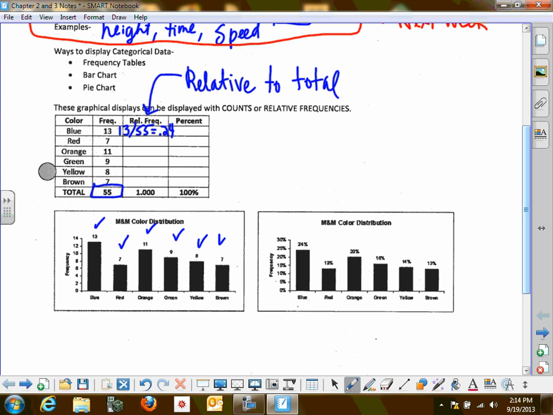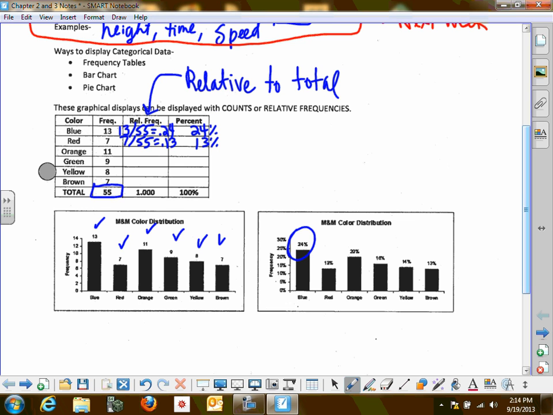Because down here, it already has the percent, which is what it turns into, and that's 24%. Okay? So let's do the next one. What's the relative frequency for red? 7 out of 55. 0.13. So 13%. I would imagine there's some rounding there somewhere. Okay. So fill the rest of those in.